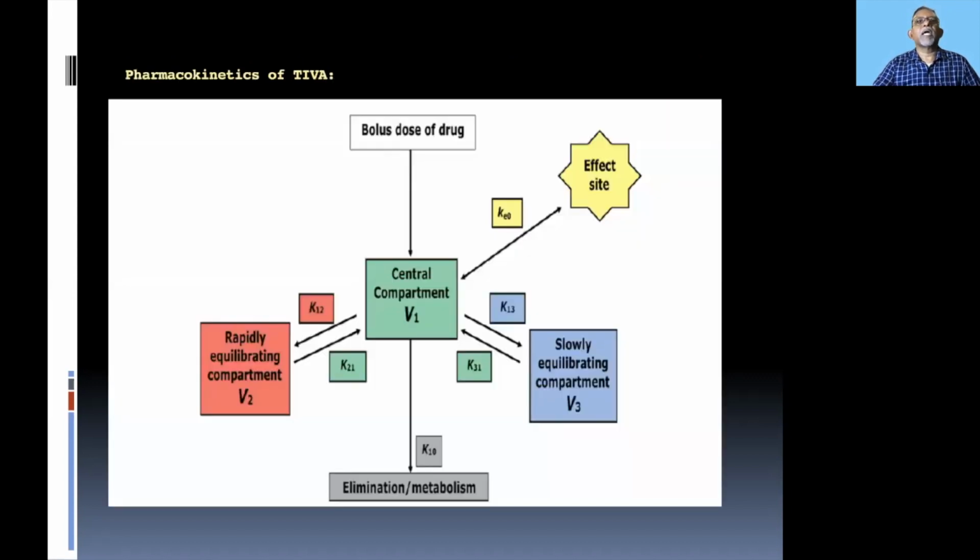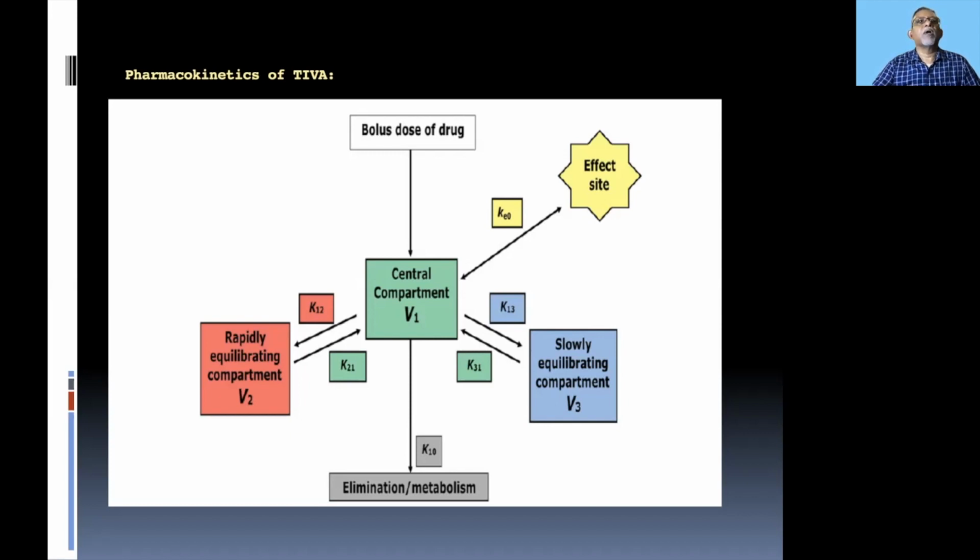Understanding of TIVA will be inadequate without refreshing the pharmacokinetics. Intravenously injected anesthetic drugs first disperse in the plasma, the central compartment, or V1. From there, they rapidly equilibrate to well-perfused tissues like the muscles, or V2, and slowly to poorly perfused tissues like the fat, or V3. Elimination may be by metabolism or by excretion. Plasma concentration of any drug at any point of time depends on its bolus effect, elimination and transfer, remembered easily by BET.